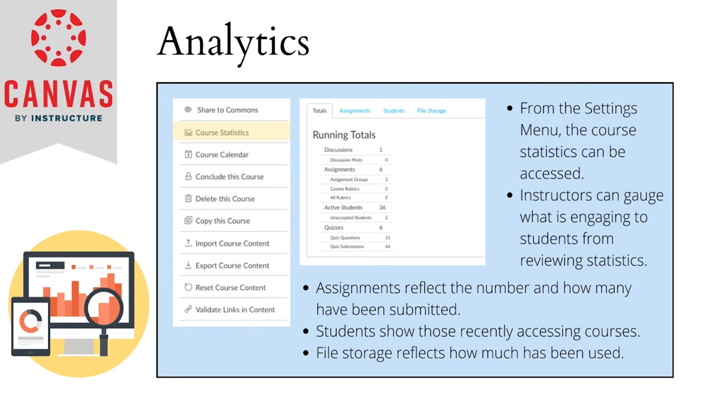Moving on to course statistics, this information can be found in the Settings menu. Instructors can use information found here to gauge the engagement of students. The first tab will show totals looking at discussions, assignments, the active students, and quizzes. The next tab, Assignments, reflects the number of assignments and how many have already been submitted, and these are by different categories, such as discussions, quizzes, and other assignments. The Student tab will show the students who have recently accessed the courses, and File Storage will show information about the size of the files and the amount of storage available for that particular course.